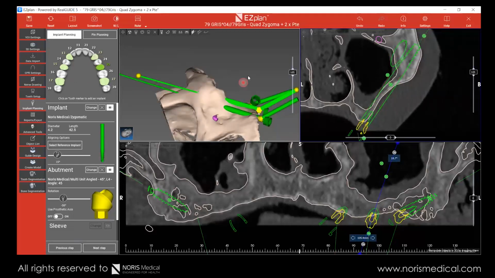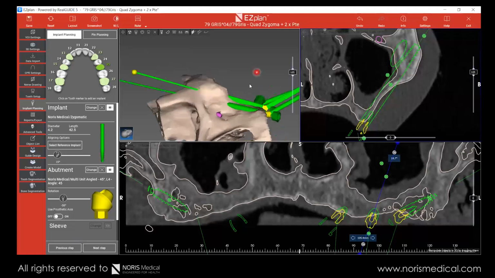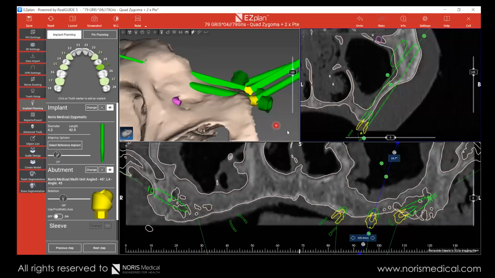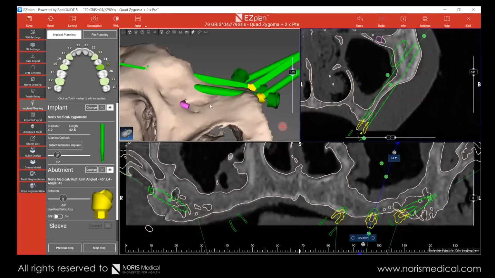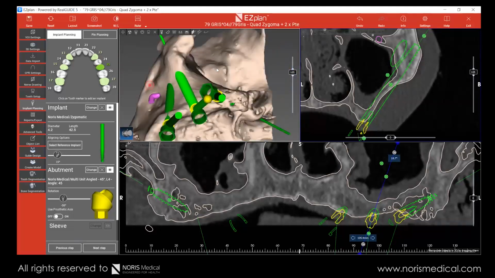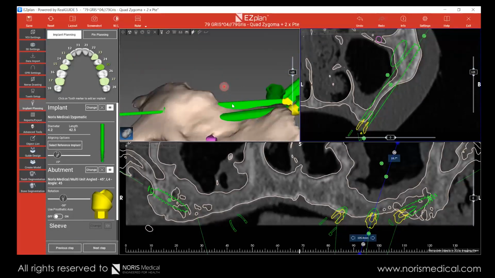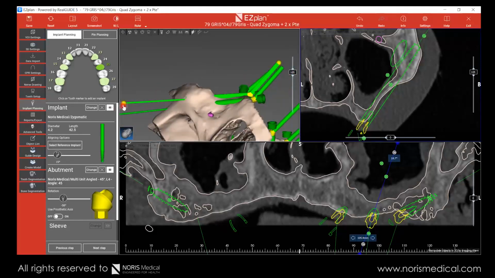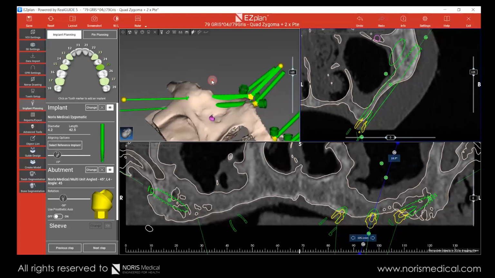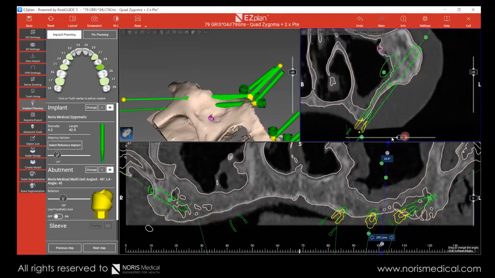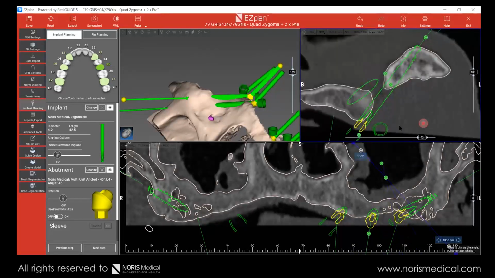The minute I raise it up, I have this distance. Now, suppose I don't have enough bone here and I want to be as low as possible, leaving a lot of bone here, then I would have this distance small. But if I have a lot of bone and I don't want any problems, I can lift it up more, like that, and you see I have a different distance here. So this is the way we use it.